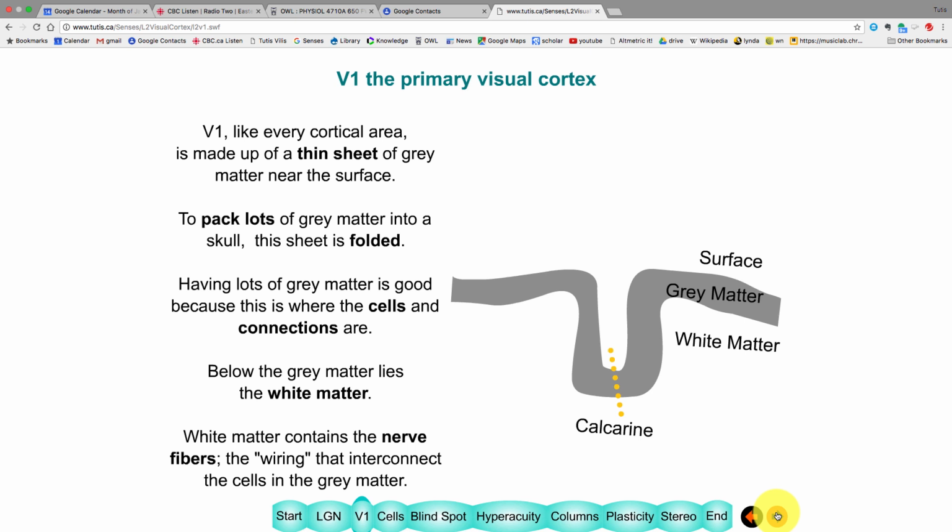Now, if we look even in more depth, we find that, again, this is the calcarine, this folded valley in the cortex. And this is made up of gray matter. Here's the surface. And below it is something called the white matter. So the gray matter is the important stuff. It's where the cells lie. And the cells are important because that's where the synapses occur. And as we'll see in a moment, that's where all your memories are stored. The white matter is also important because it has the fibers that all these cells send out. It's the wiring of the cortex.